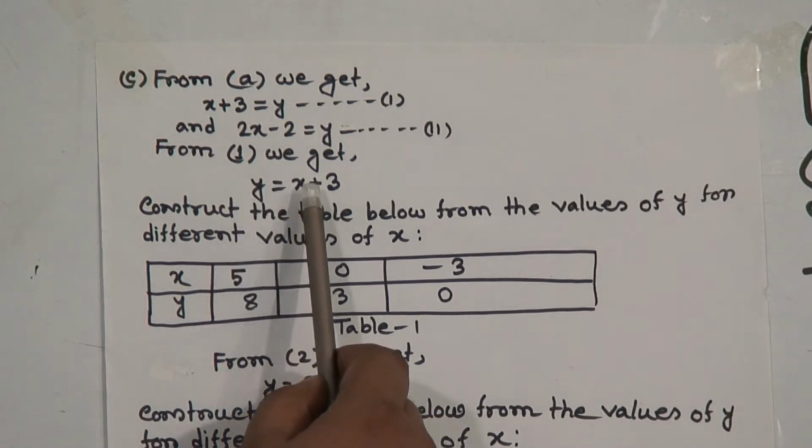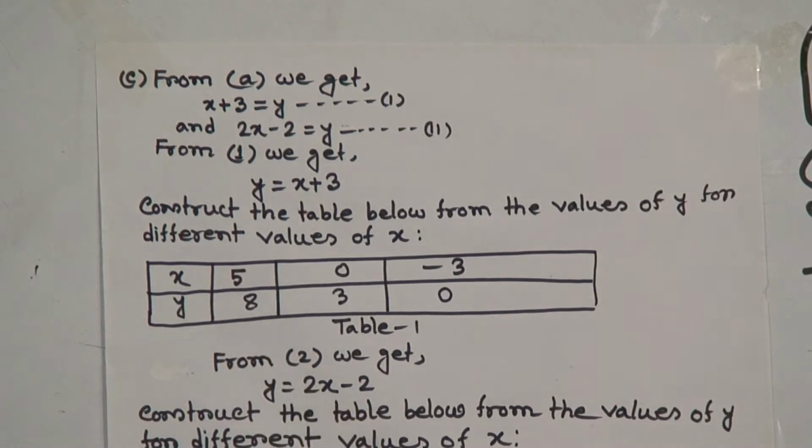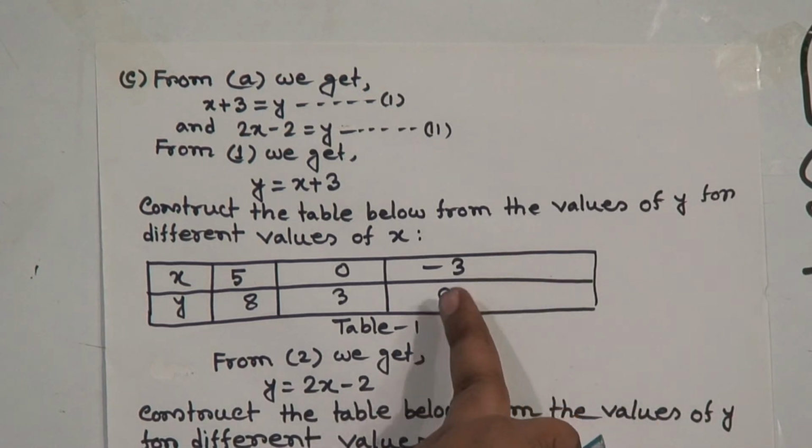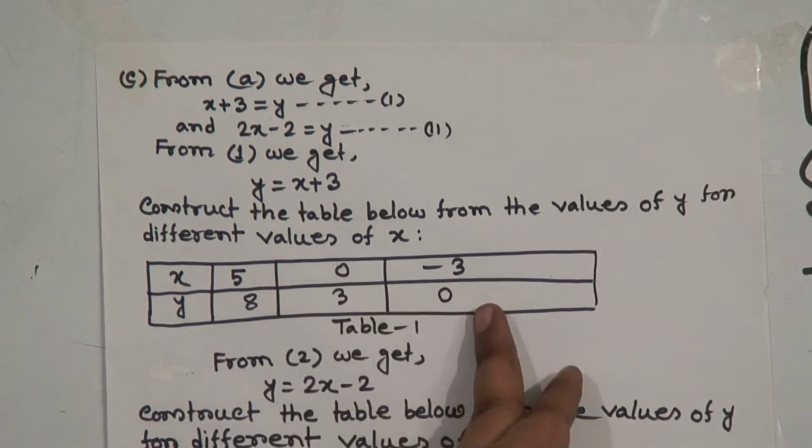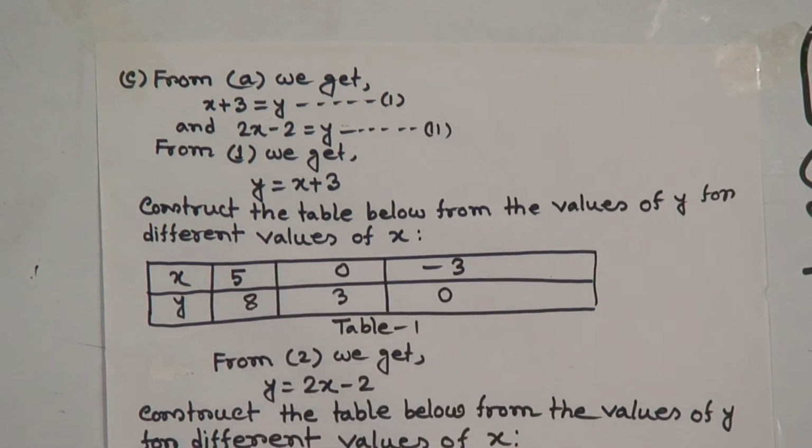Now we put different values of x and we find the value of y. If we put x equal to 5, then we get 8. If we put x equal to 0, then we get 3. If we put x equal to minus 3, then we get y equal to 0. Now we get 3 points: 5, 8; 0, 3; and minus 3, 0.